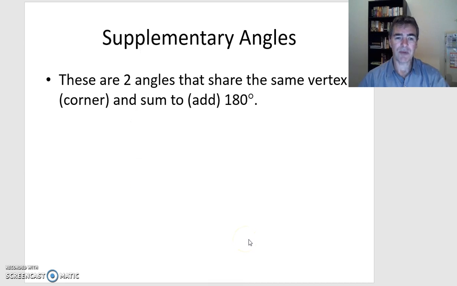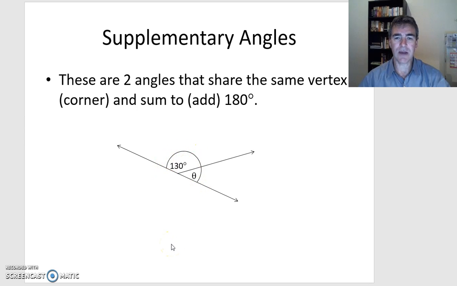So what are supplementary angles? Well, these are two angles that again share the same vertex or corner, and this time, instead of adding to 90 degrees, they add to 180 degrees. So let's have a look. There's a straight angle, which adds up to 180 degrees.